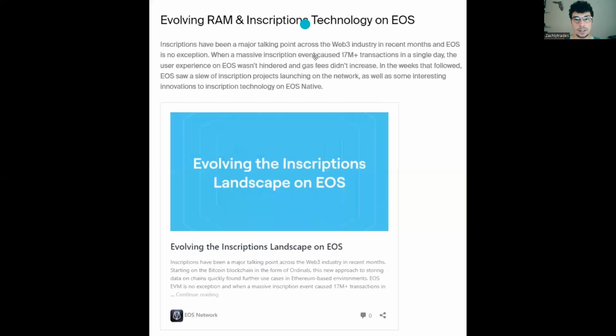And then they're also evolving RAM and inscription technologies on EOS. So inscriptions have been a major talking point across the Web3 industry in recent months, and EOS is no exception. So when a massive inscription event caused 17 million plus transactions in a single day, the user experience on EOS wasn't hindered and gas fees didn't increase. In the weeks that followed, EOS saw a slew of inscription projects launching on the network, as well as some interesting innovations to inscription technology on EOS native. And again, you can read more about that on the EOS blog.